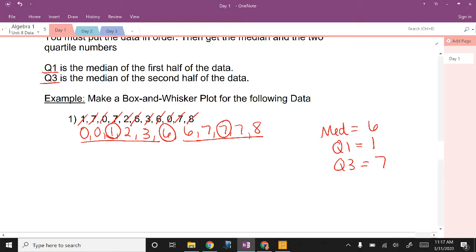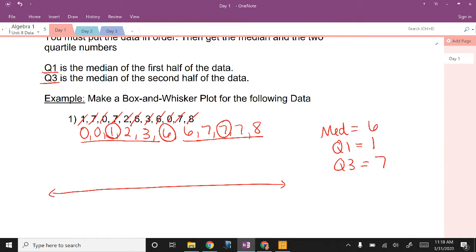All right, so after you have your median of your whole data and then your 2 medians of your first and second parts of the data, your Q1 and your Q3 numbers, then you're ready to make your box and whisker plot. So the first thing you need for your box and whisker plot is a number line. You've got to have a number line, okay? Some people like to put their number lines underneath their box and whiskers, and some people put them above them. It doesn't matter to me as long as you label.